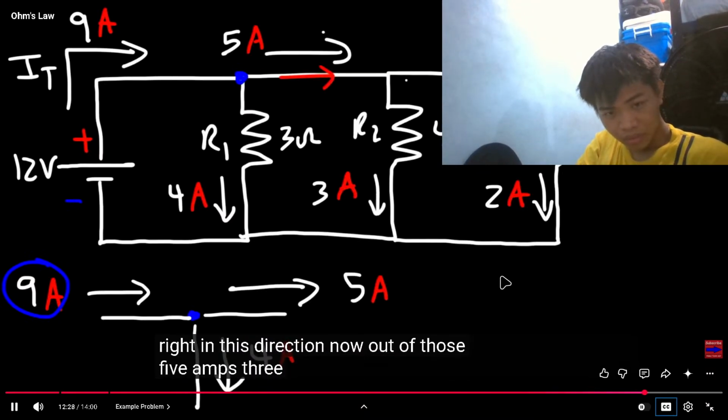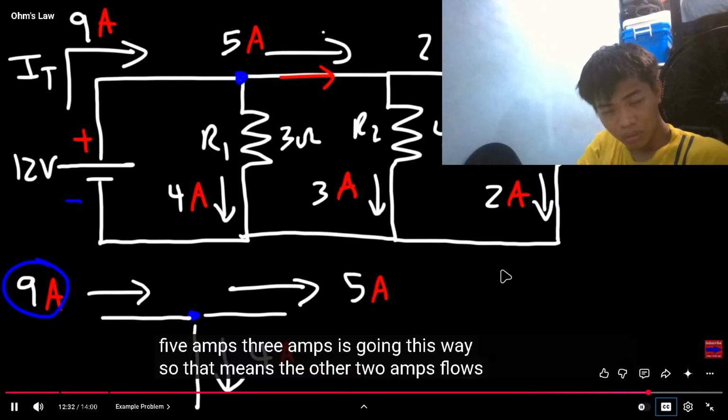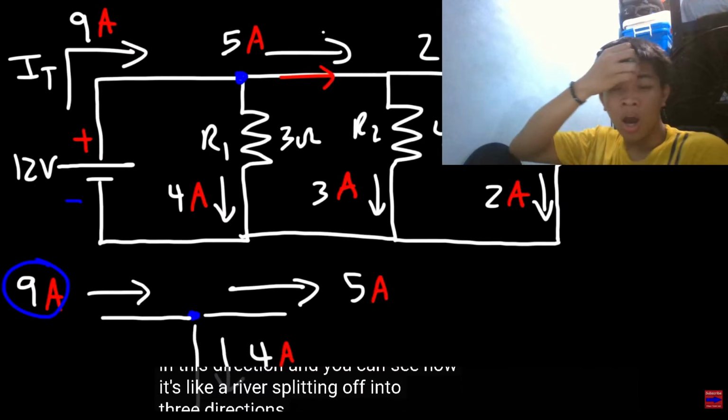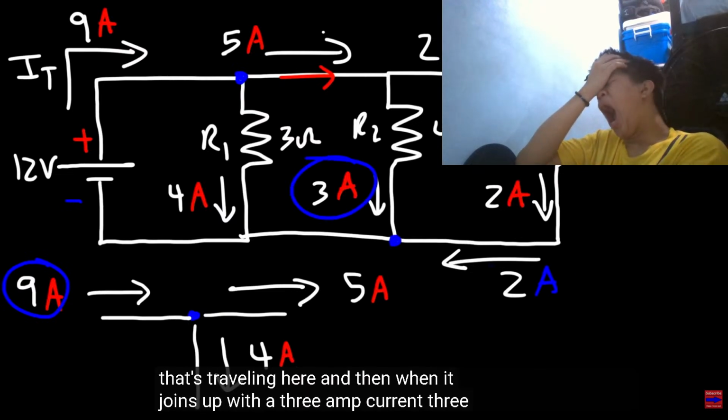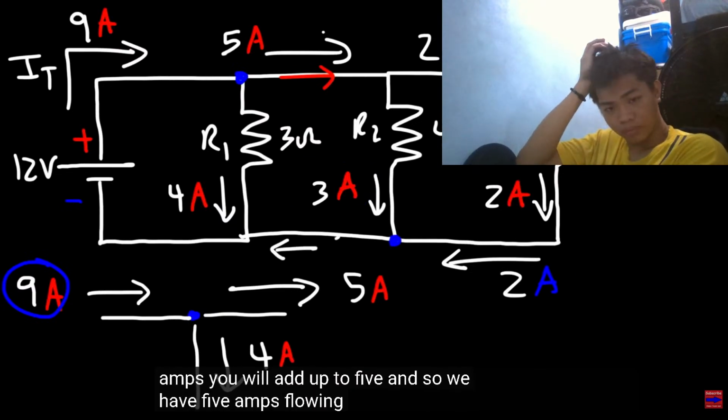Now, out of those 5 amps, 3 amps is going this way. So that means the other 2 amps flows in this direction. And you can see how it's like a river splitting off into 3 directions. So in this section, we still have 2 amps of current that's traveling here. And then when it joins up with the 3 amp current, 3 and 2 will add to 5. And so we have 5 amps flowing in this region.